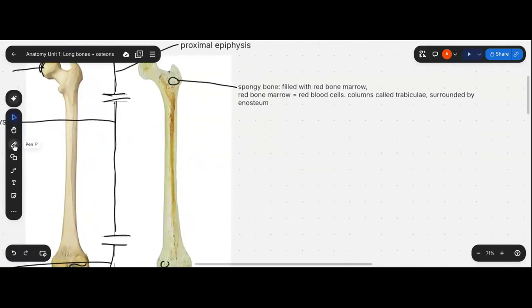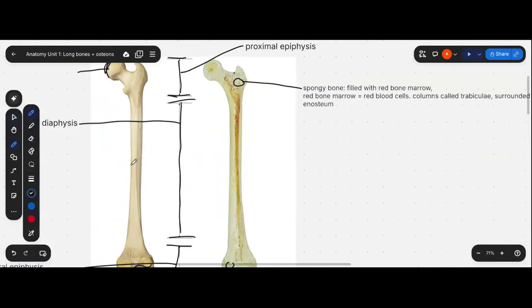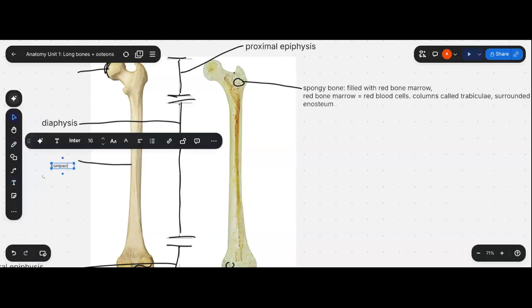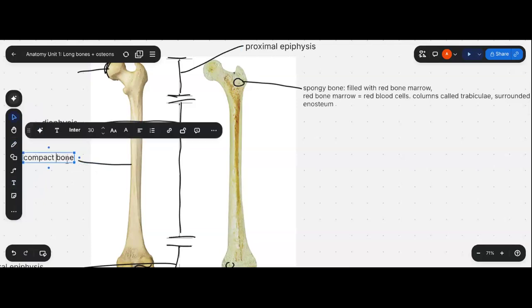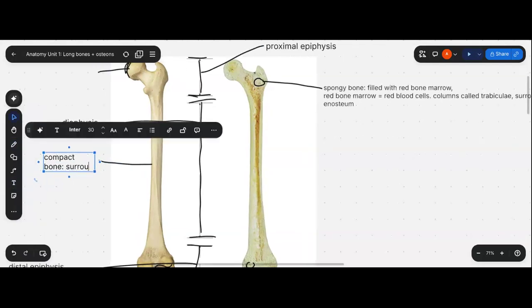Next, if we look at the diaphysis, it has compact bone. So this is compact bone. Compact bone is surrounded by not only endosteum, such as in spongy bone, but also periosteum. So it's surrounded by endosteum plus periosteum.